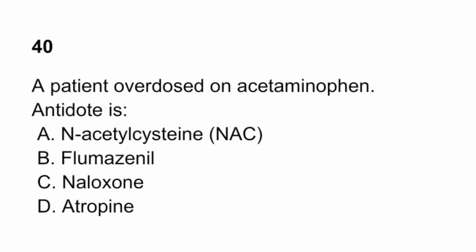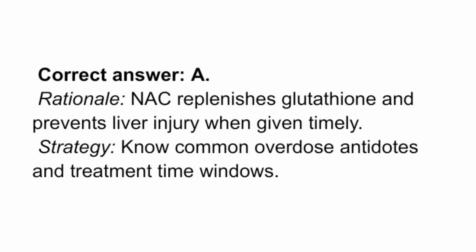40. A patient overdosed on acetaminophen. Antidote is A. N-acetylcysteine, NAC. B. Flumazenol. C. Naloxone. D. Atropine. Correct answer, A. Rationale, NAC replenishes glutathione and prevents liver injury when given timely. Strategy, know common overdose antidotes and treatment time windows.